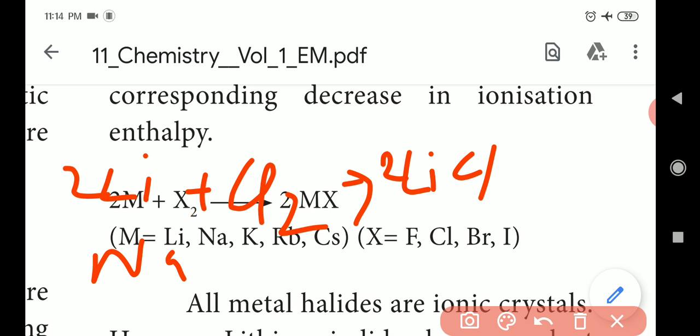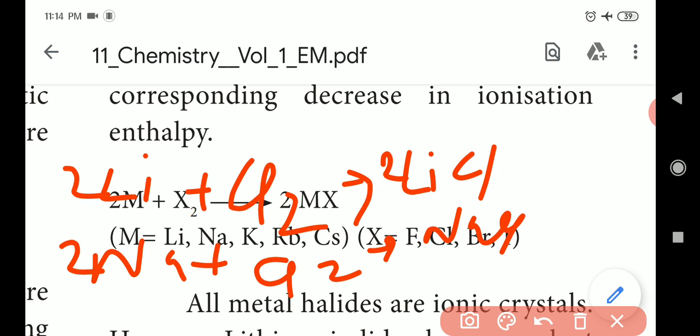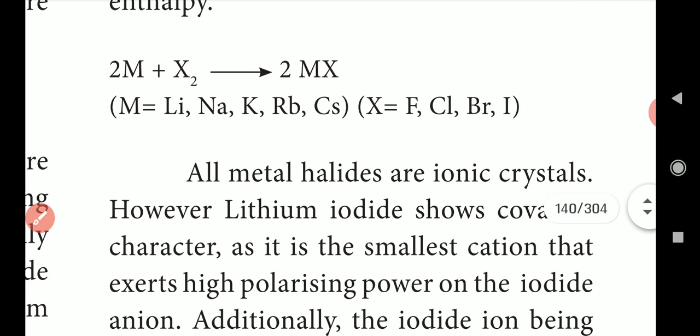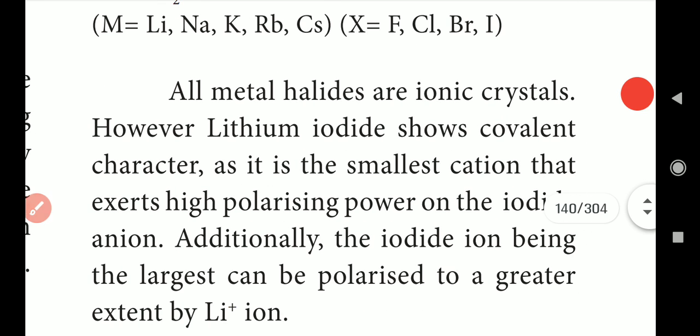Sodium can react with halogen molecules to produce sodium chloride. Similarly, rubidium bromide and cesium iodide form in the same manner. These are all metal halides, and all the metal halides are ionic crystals.